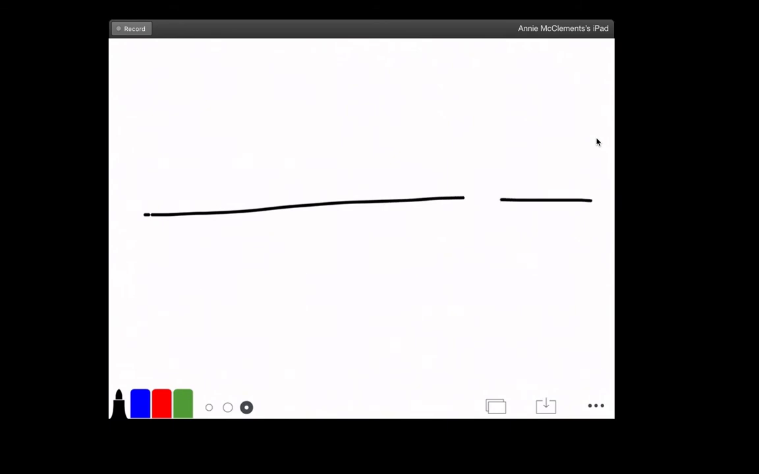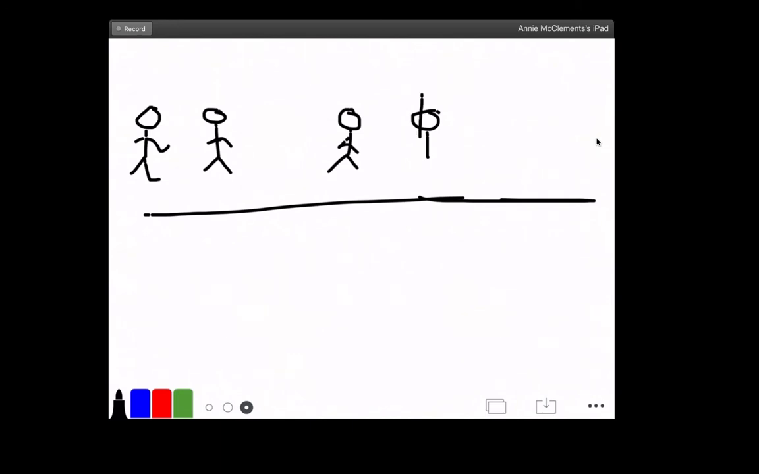Say you've got a runner, and they're accelerating. This guy's got some problems with his arms. We'll ignore that for now. So he starts off nice and slow, and then he gets faster. Remember, each of these images is 1 second apart.